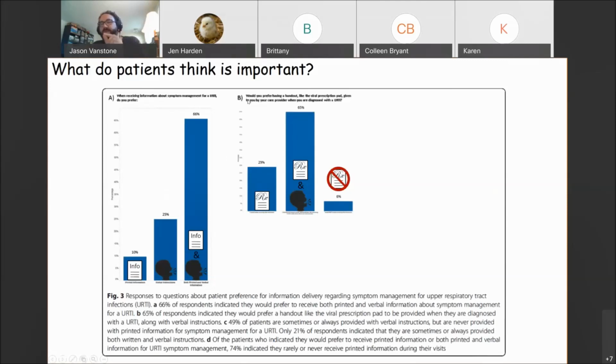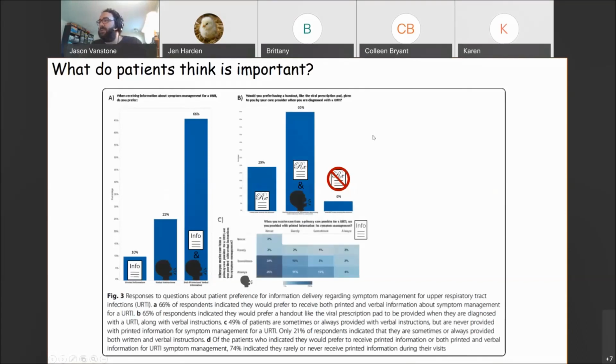We asked them specifically about the viral prescription pad, which we put an example of in the survey, and asked them if they would prefer having a handout like this one, like the viral prescription pad, particularly given to them by their care provider when they're diagnosed with an upper respiratory tract infection. So 30% said, yeah, they'd be happy with that. Again, 2/3 or 65% said, sure, the viral prescription pad is great, but I'd also still like to have verbal information. And 6%, I guess, just did not like the viral prescription pad at all and said, no, I do not want this. I don't know who those people are, angry people.